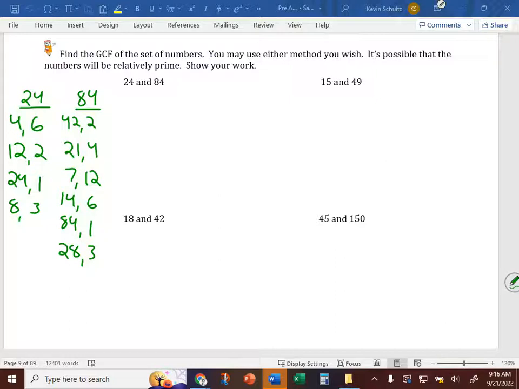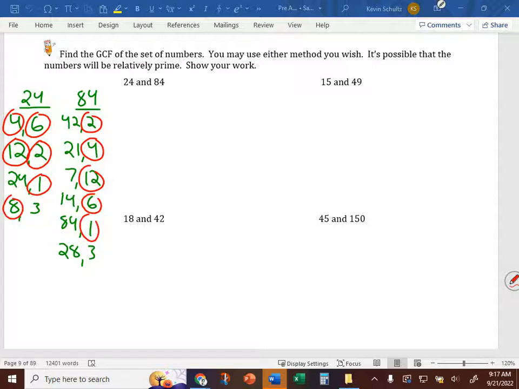But let's look at our common factors now. We've got common factors with 4 and 6 and 12 and 2 and 1 and 8. Nope, not 8. My bad. And 3. Mirror, mirror on the wall. What's the greatest of them all? 12. And that's the greatest common factor. Oofta. The listing method. Let's go to the table.